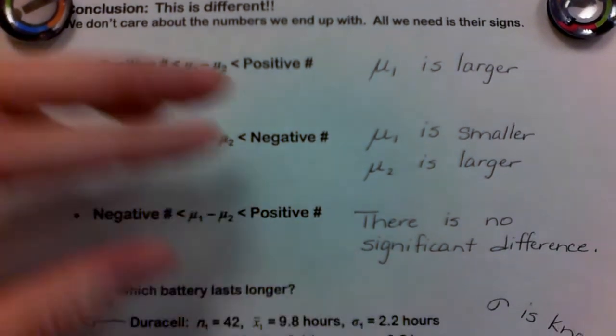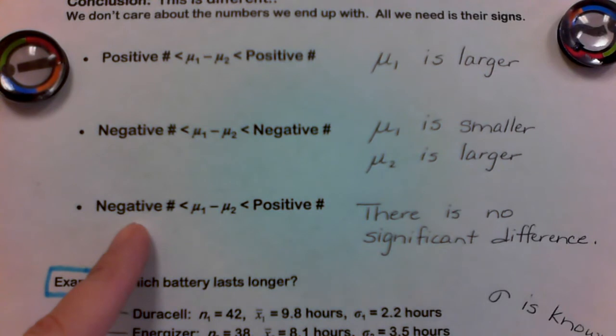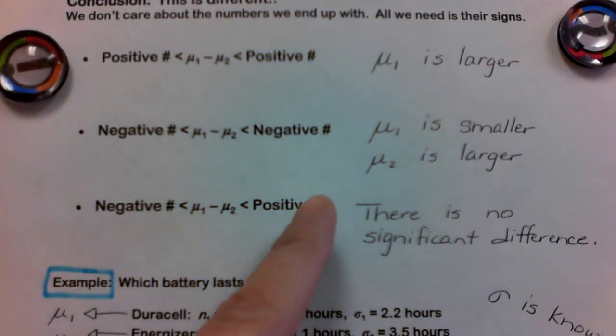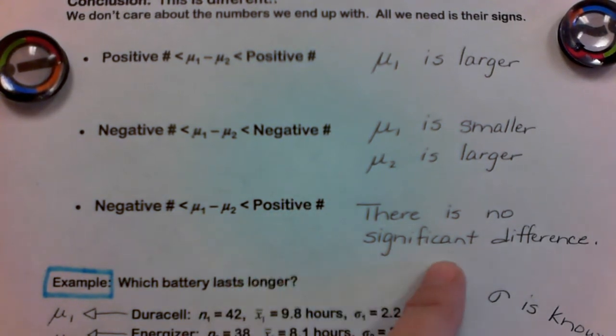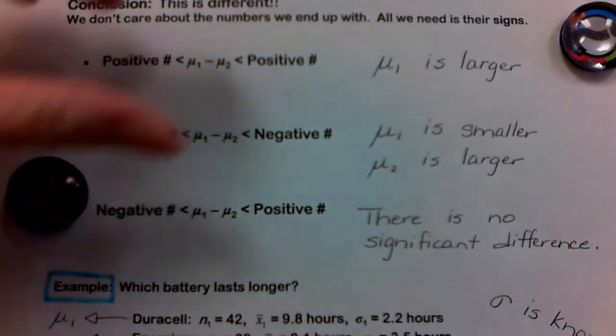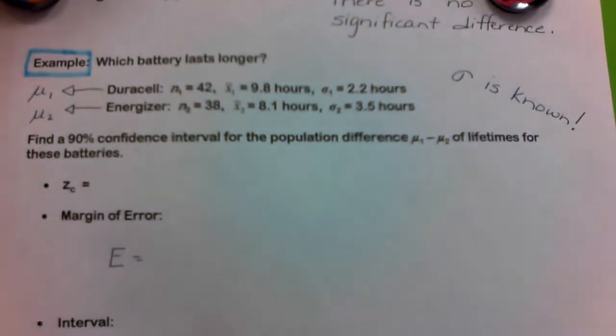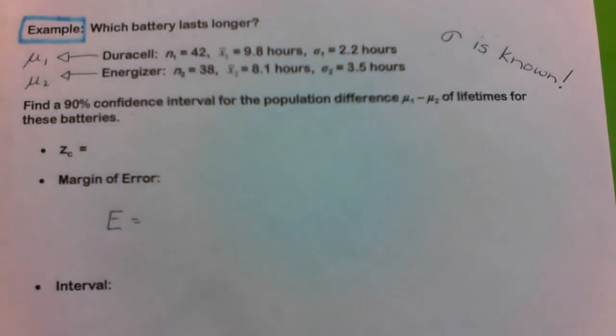The other scenario that can occur is when you subtract and one of your values is negative and the other is positive. When it's negative, that means mu2 is bigger, and when it's positive, it means mu1 is bigger. So in essence, there is no significant difference, because sometimes the average in mu1 is larger, sometimes the average in mu2 is larger. So let's just apply this. This is where I think you'll actually see what's going on here.